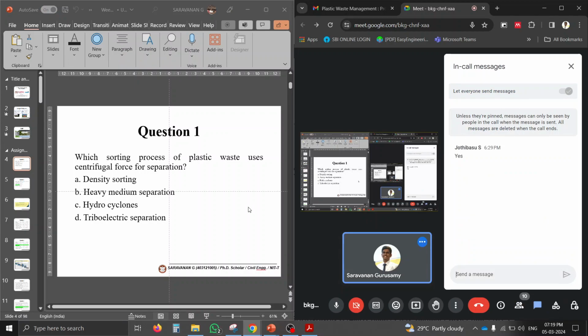The first question is: which sorting process of plastic waste uses centrifugal force for separation? Density sorting, heavy medium separation, hydrocyclones, or triboelectric separation?